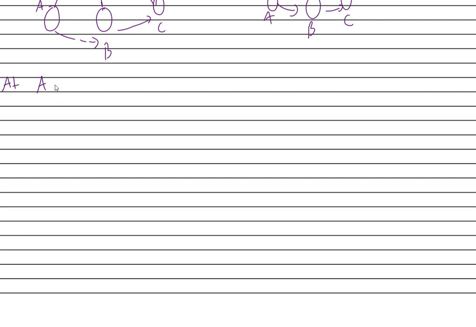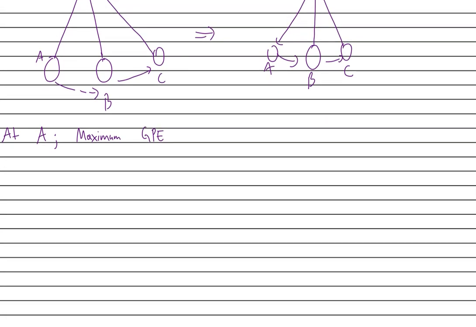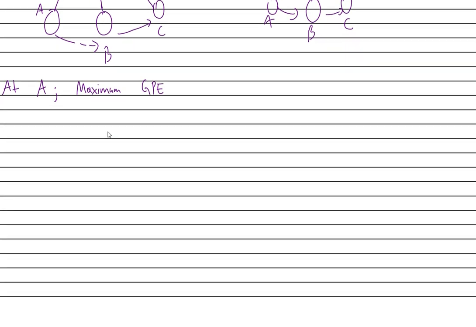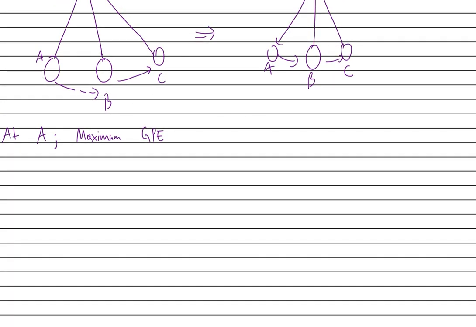At A, it's going to have maximum gravitational potential energy, and even at C, it's going to have maximum. Let me just start from one and go through to the next. So maximum gravitational potential energy at A, and it's going to have 0 kinetic energy at A.